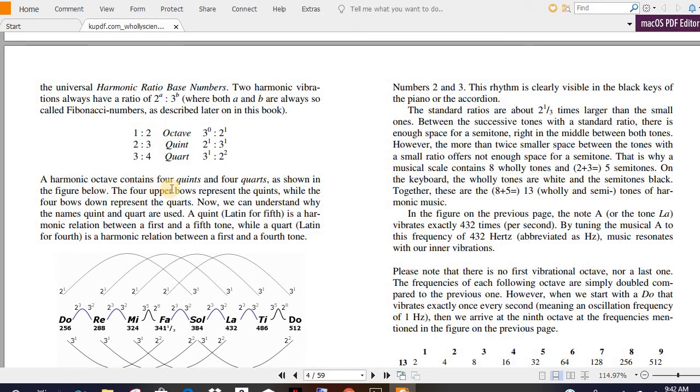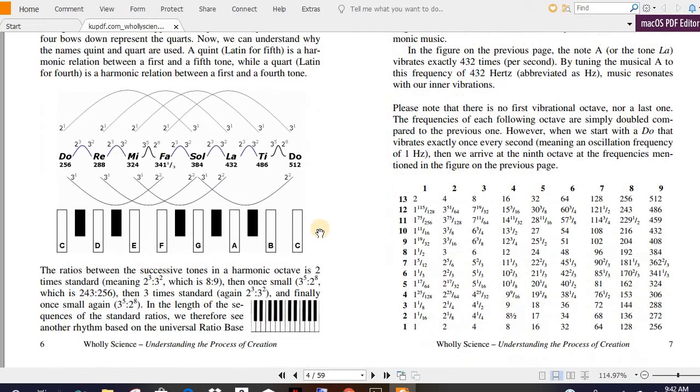A harmonic octave contains 4 quints and 4 quarts, as shown in the figure below. The 4 upper bows represent the quints, while the 4 bows down represent the quarts. Now we can understand why the names quint and quart are used. A quint, Latin for fifth, is a harmonic relation between the first and the fifth tone, while a quart, Latin for fourth, is a harmonic relation between the first and the fourth tone. Okay? Do, re, mi, fa, sol, la, ti, do.